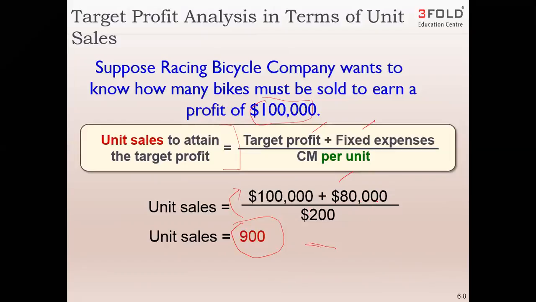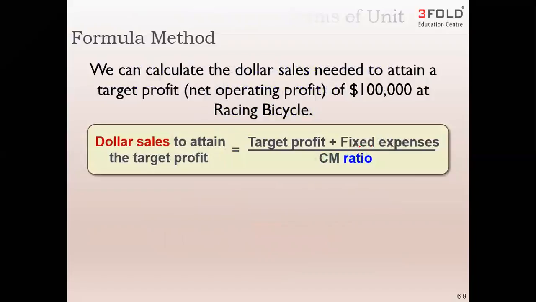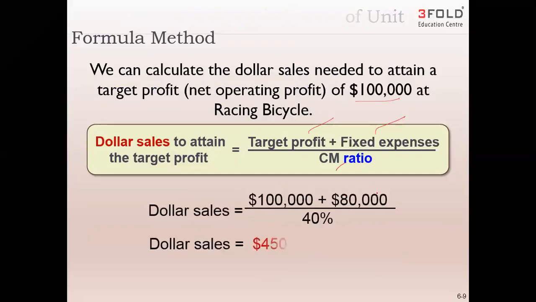Okay. Using this CM ratio also, you can find out the sales value. This is the volume, as we say, sales value, by applying the CM ratio, which we will see in the following slide. So you have the target profit, which is 100,000, not changed. Fixed expenses we know, and we know the CM ratio. Applying that, we can find out that the dollar sales required to reach the $100,000 profit is $450,000.